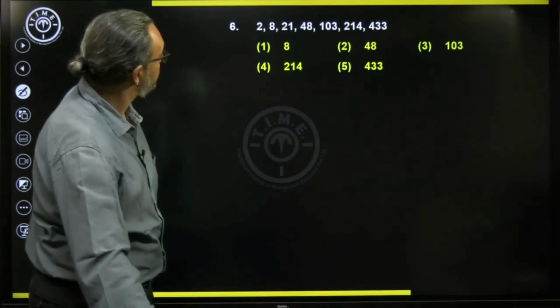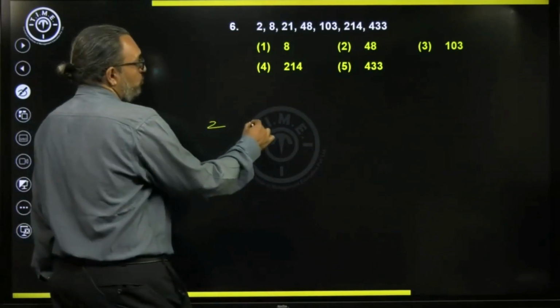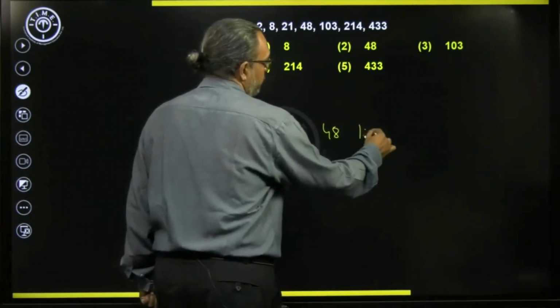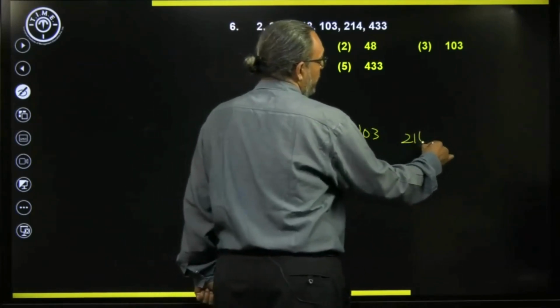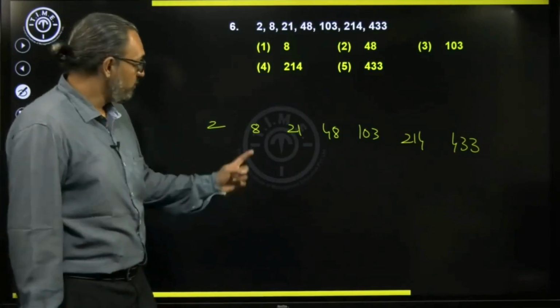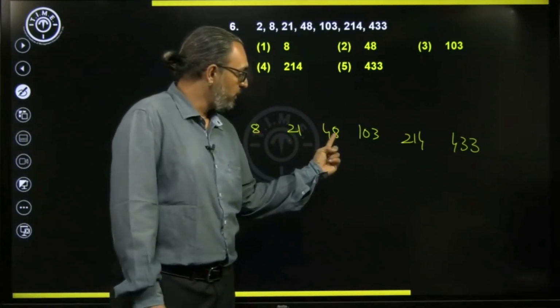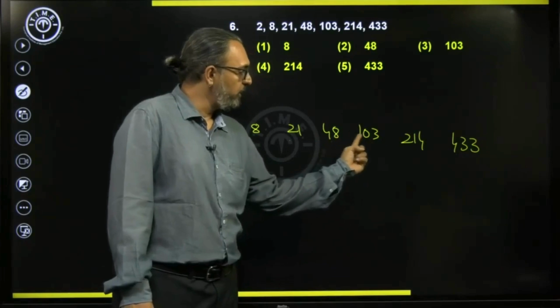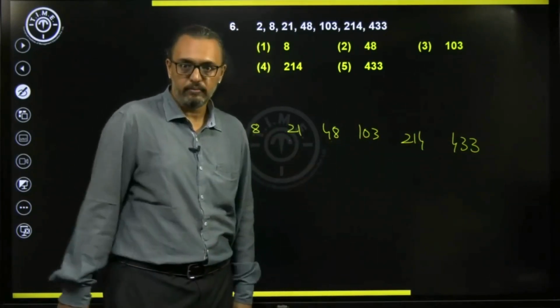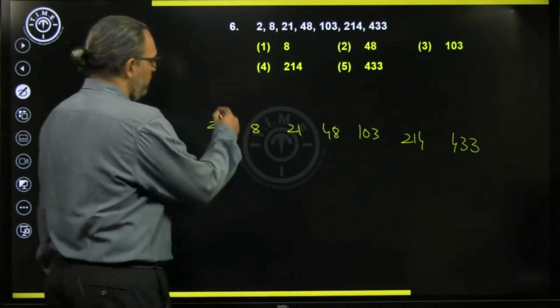Then so we have 2, 8, 21, 48, 103, 214, 433. Now again here if you observe, from 20 there is a jump to 40, from almost 50 to 100, 100 to 200, 200 to 400. Again there is a double happening. So again we take the same concept.